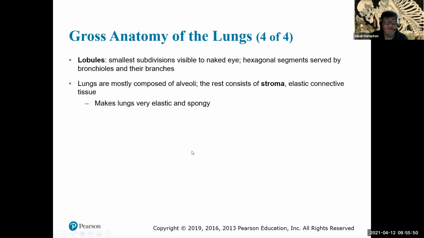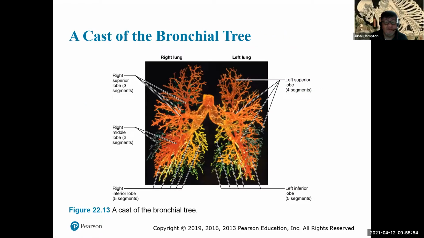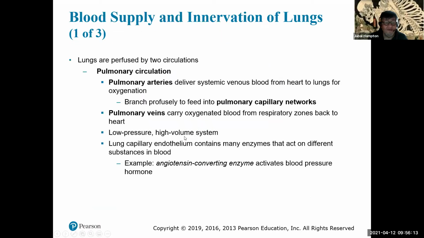All right, you don't have to worry about lobules or segments at all. This just shows us a cast of the bronchial tree. They've injected into the trachea a type of plastic, and it just shows the multiple bifurcations into the lungs itself for gas exchange.